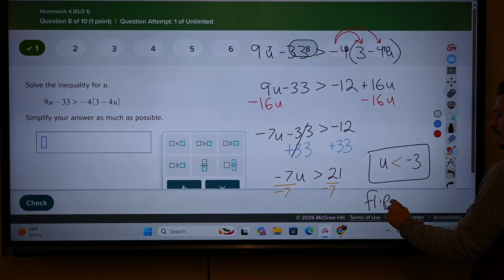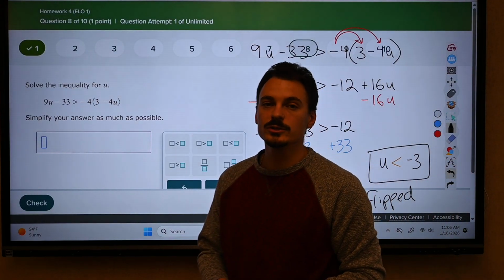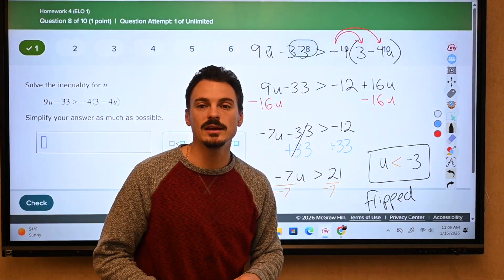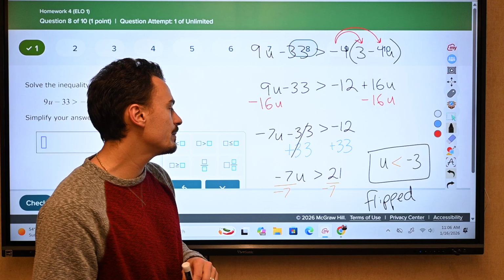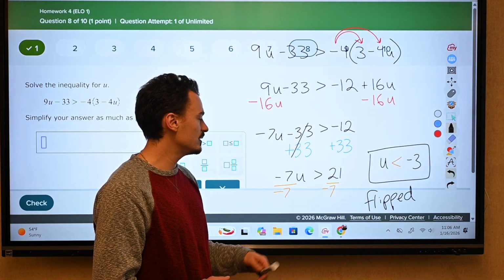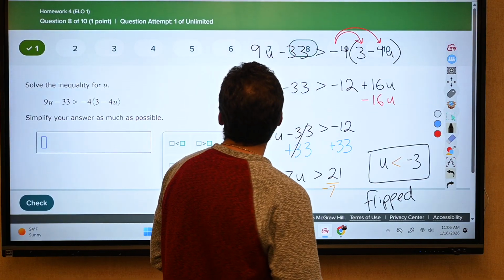So for this one, it flipped. If you're getting a bunch of these questions wrong, it's because you're not paying attention to the sign. You're not paying attention to the inequality. You have to pay attention to when it flips and when it doesn't flip. The only time it flips is when you divide or multiply by a negative.